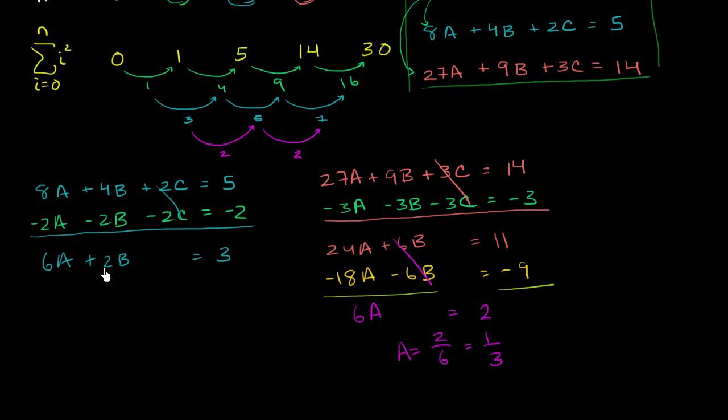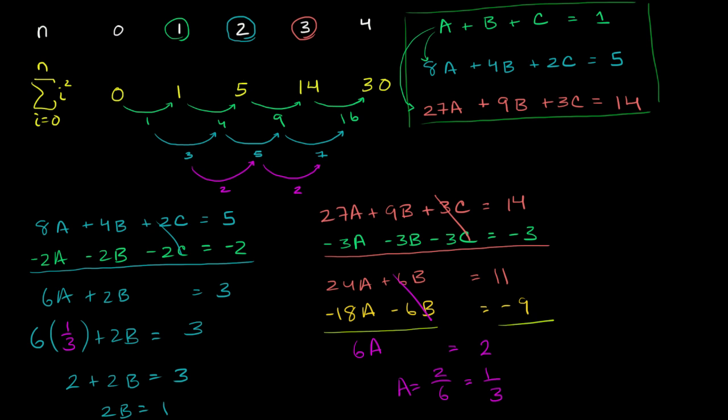And so now we can substitute back to solve for B. So we have 6 times 1/3, our A is 1/3, plus 2B is equal to 3. 6 times 1/3 is 2. 2 plus 2B is equal to 3. Subtract 2 from both sides. 2B is equal to 1. Divide both sides by 2. B is equal to 1/2. So A is 1/3, B is 1/2.